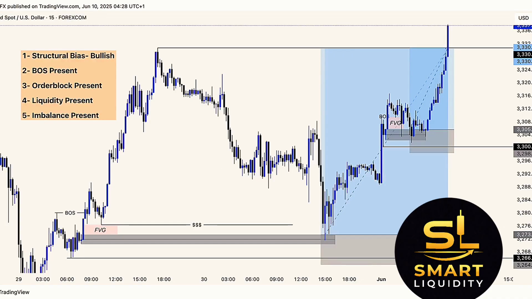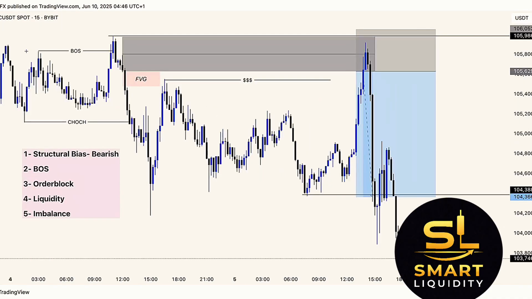So let me also show you guys another setup. This was a quick sell from BTCUSD. After getting this change of character, I mapped out the origin that caused the change of character, the FVG it created, and then the liquidity price cleared. And you can see how price tapped in and then went straight to the downside.